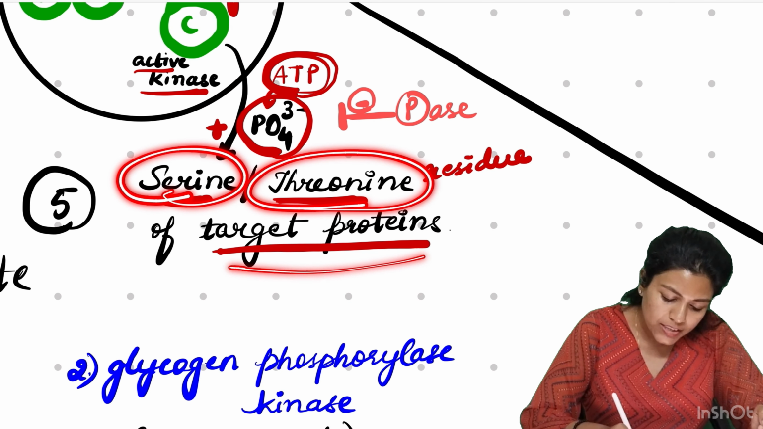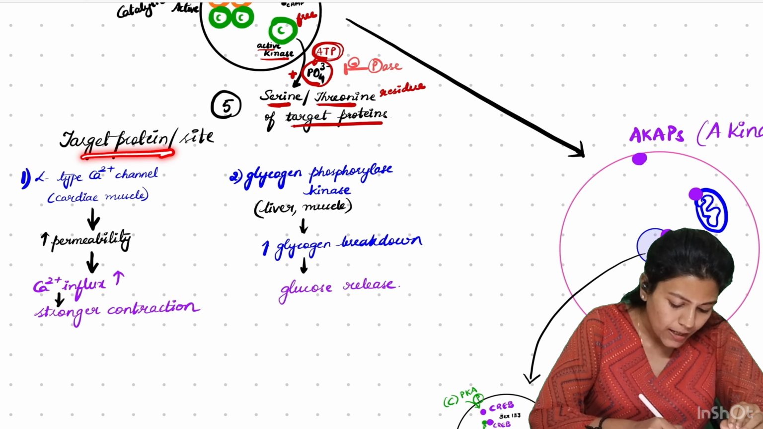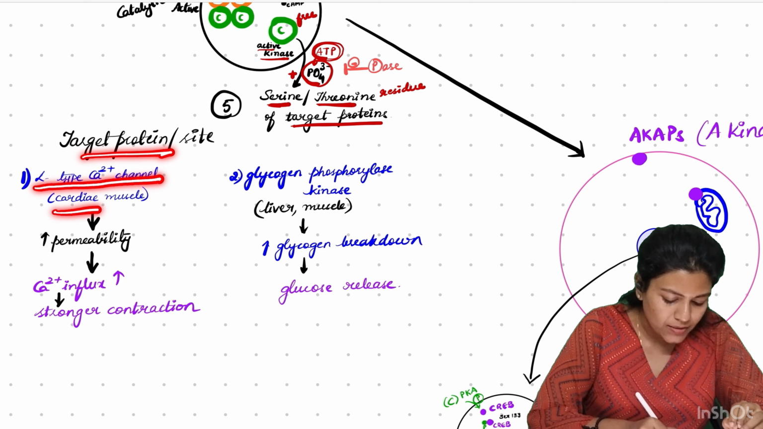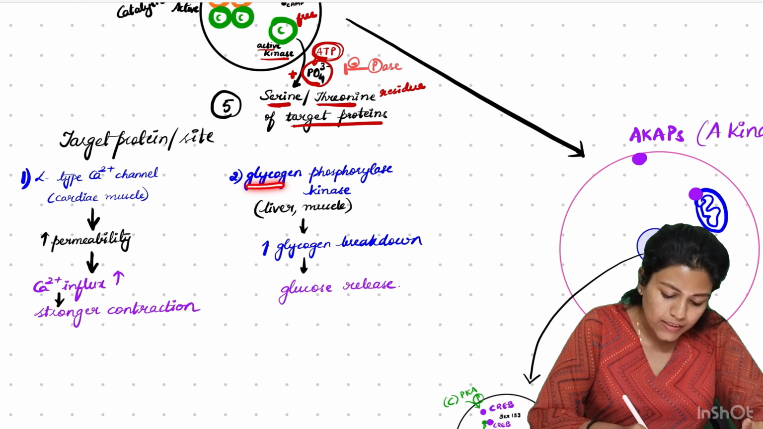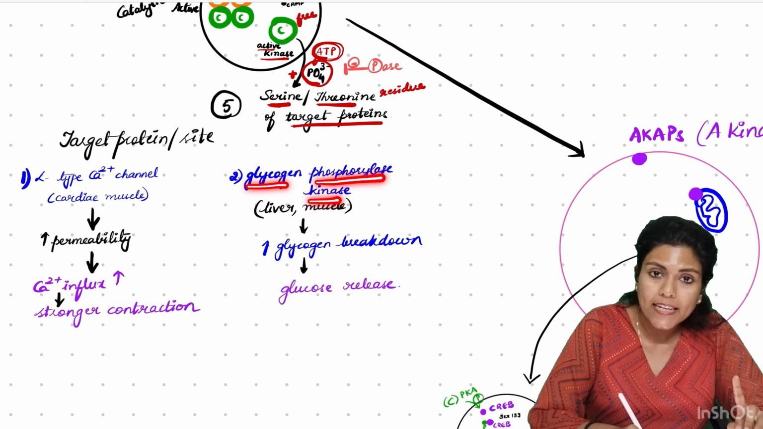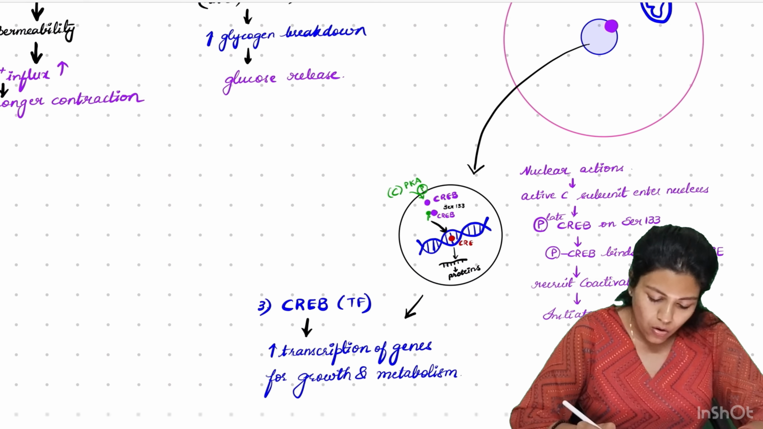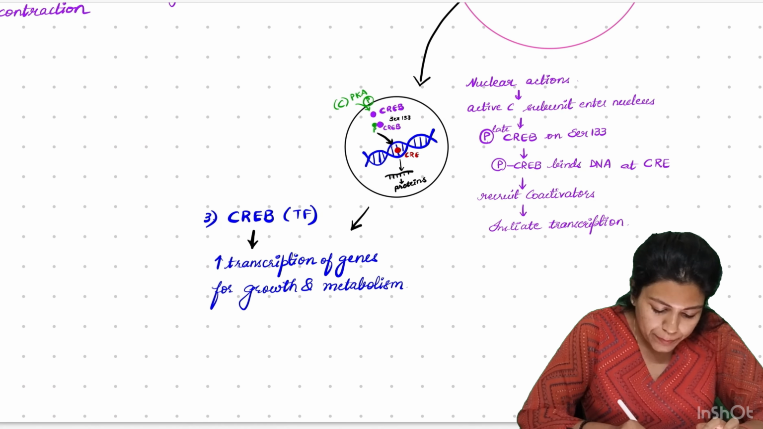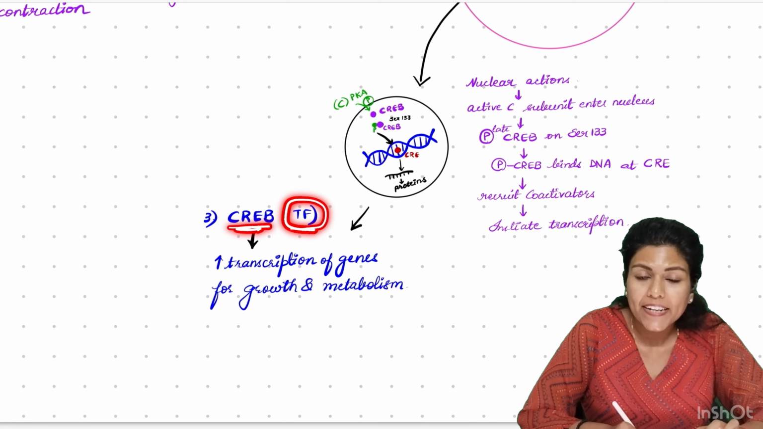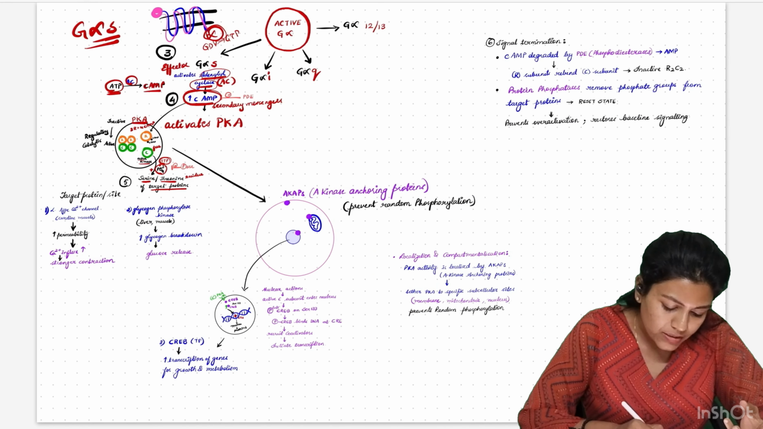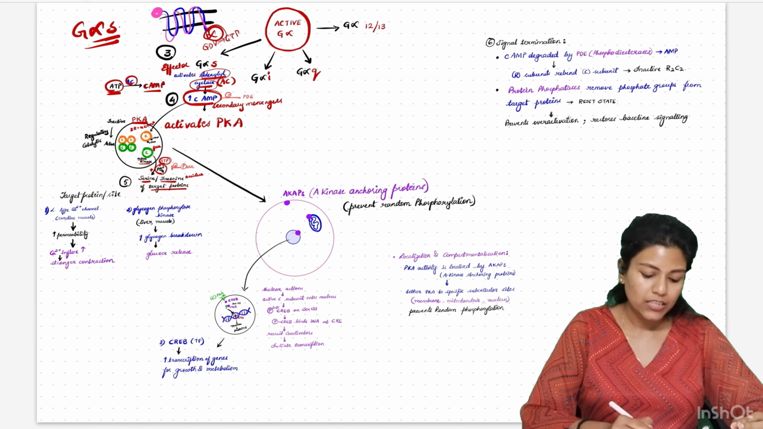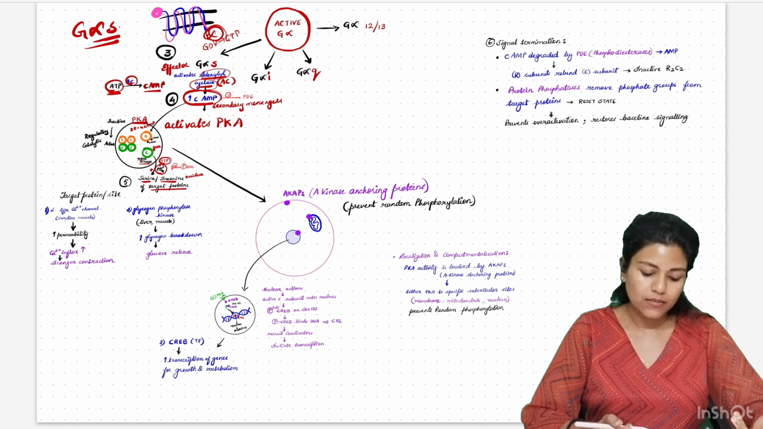Examples of target proteins here are the L-type calcium channel present in the cardiac muscle, or the glycogen phosphorylase kinase enzyme present in liver and muscle. This is the other example. Or you can take CREB. CREB is a transcription factor present in the nucleus. These are a few examples of the target proteins that are activated by these catalytic subunits.